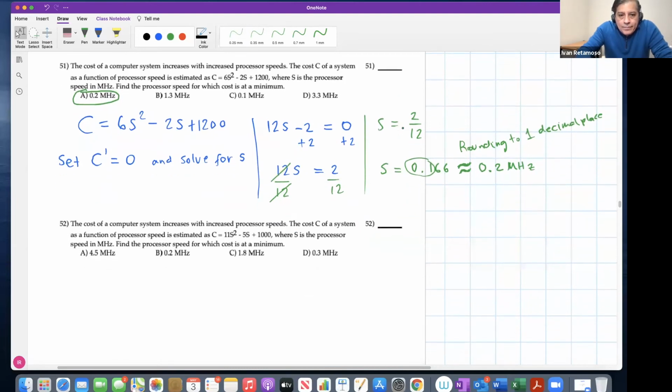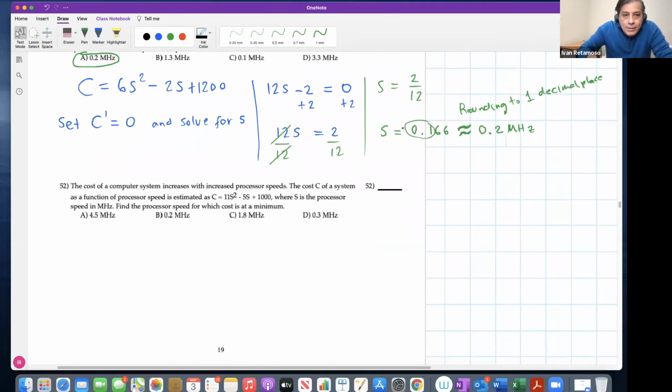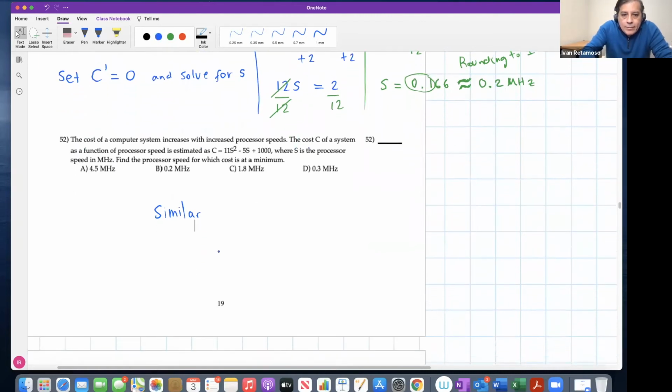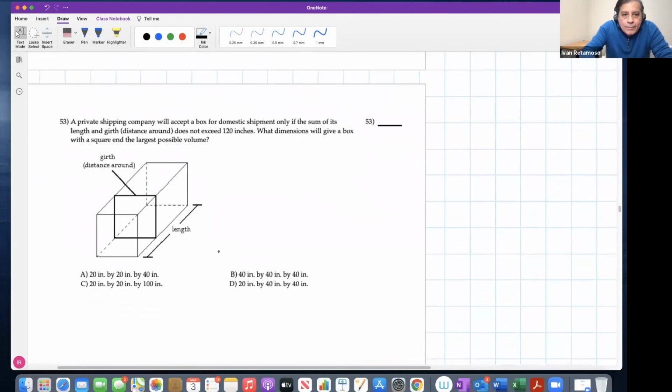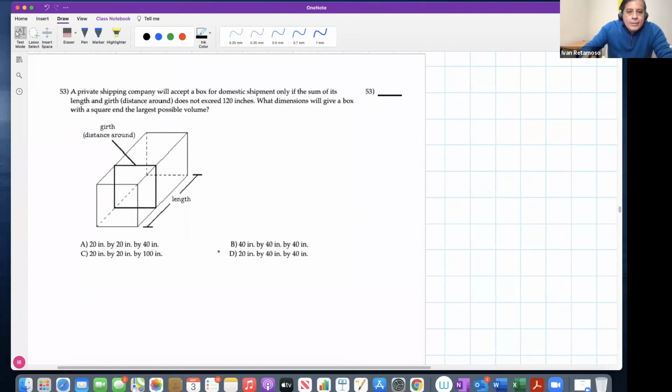Very good. So the next question is similar, so I hope you can do this at home. Let's look for more forms. 53. This is another form. This is an optimization problem.